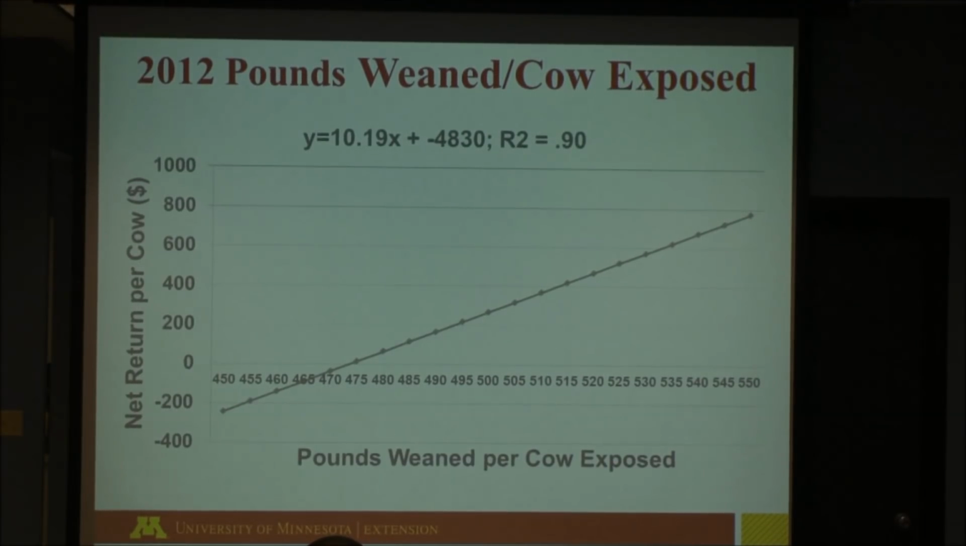And Eric did all that analysis of a whole bunch of production measures, and what he found was that pounds weaned per cow exposed is the number one driver of profitability. There's a really strong linear relationship between net return per cow and pounds weaned. So this little R squared thing up here, 1 is the highest R squared value you can have, and 0.9 just means there's a really strong relationship between the two of them.